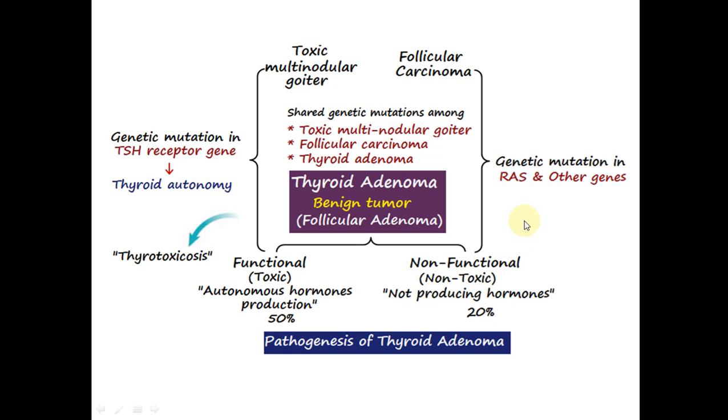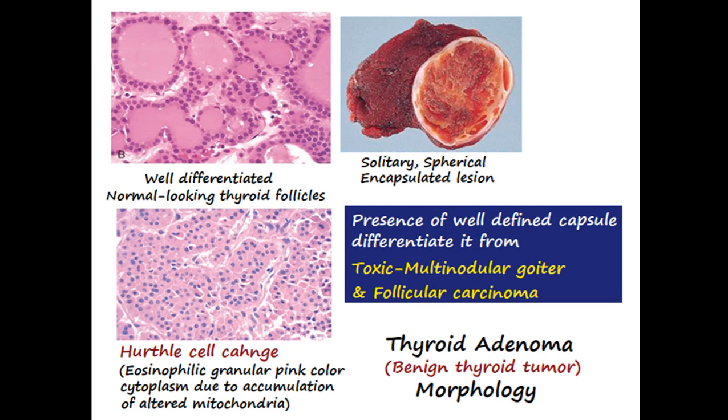The non-functional or non-toxic thyroid adenomas are caused by genetic mutations in the RAS and other genes, and they should be differentiated from follicular carcinoma because there is high malignant potential in the cold and non-functional nodules. In this picture, we can see the well differentiated, normal looking thyroid follicles that will also appear in benign conditions like follicular adenoma of the thyroid. And since it is a benign lesion, it is well encapsulated and it does not invade the surrounding tissue.